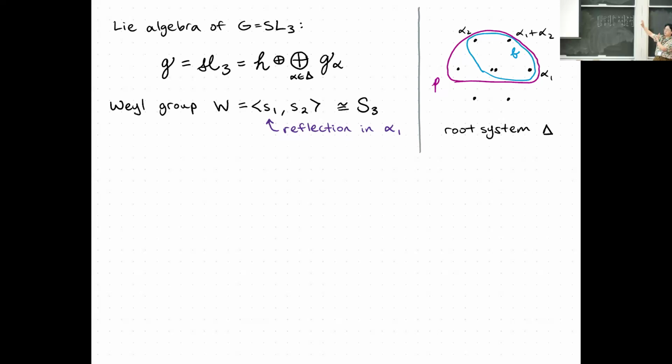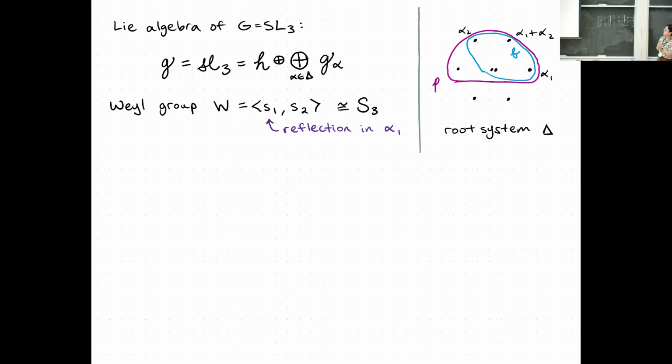So this is the root system for SL3. There are the simple roots alpha 1 and alpha 2. This picture is living in R2, an actual picture of it, and at the center is the origin. You can get the other roots by adding and subtracting alpha 1 and alpha 2.